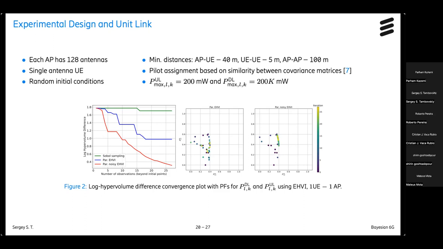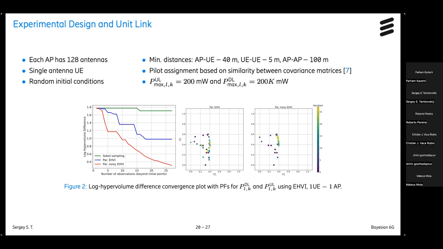For all our simulations, since we speak about a two-dimensional Cartesian plane, we don't need two-dimensional beamforming, so we only utilize access points with linear antenna arrays, 128 elements each. Then, as I already mentioned before, each user has a single antenna. The ratios and powers are initialized randomly. When it comes to maximum powers, you can see them in the third row, second column. And as for minimum distances, you can also see them at the top. We also consider that the pilot assignment is based on very recent work that allows us to compute them based on similarity between channel covariance matrices.